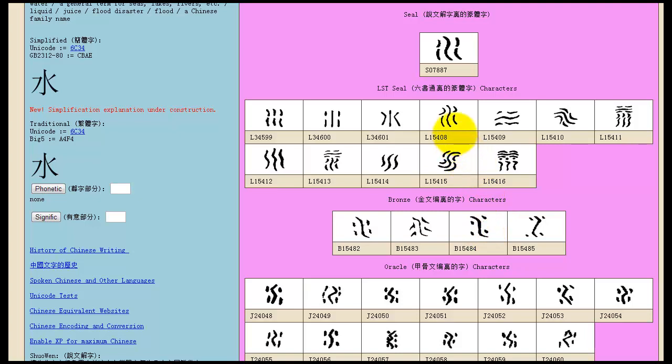You get to the more modern characters, which are only about 2,000 years old. And again, you get that water flowing down. And this one here is very close to the one we use today. So it's got the water down the middle, and then on either side you've got these banks coming in.